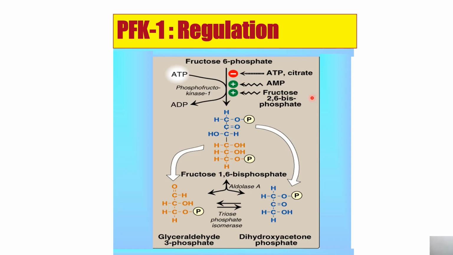Next, fructose 6-phosphate converts to fructose 1,6 bisphosphate, with the help of ATP, which gets converted to ADP, and the enzyme is phosphofructokinase 1. ATP and citrate will inhibit this process, whereas AMP and fructose 2,6 bisphosphate will enhance it, acting as positive feedback for this process. From fructose 1,6 bisphosphate, it can take two ways via aldolase, giving glyceraldehyde 3-phosphate or dihydroxyacetone phosphate, and they can interchange between each other using triose phosphate isomerase as well.